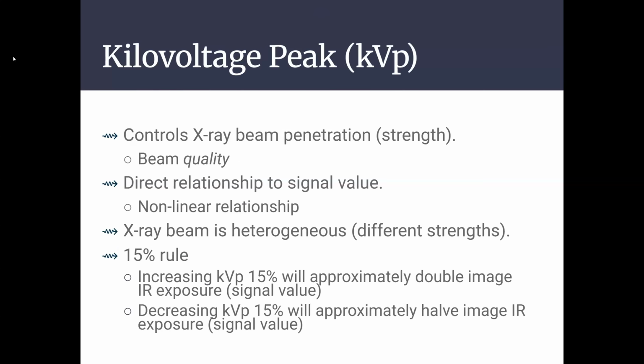So now we're going to talk about kVp, and kVp is the quality of the beam. It's the beam quality. kVp controls X-ray beam penetration, so the strength. So again, back to that water hose theory, it's how fast the water's rushing out of that hose, how high you've turned on the pressure to that water hose. So it has a direct relationship to signal value. So the higher the kVp, the higher the signal value, which will decrease density.